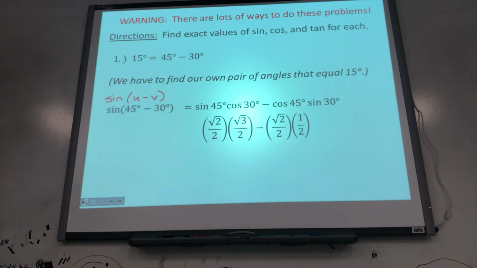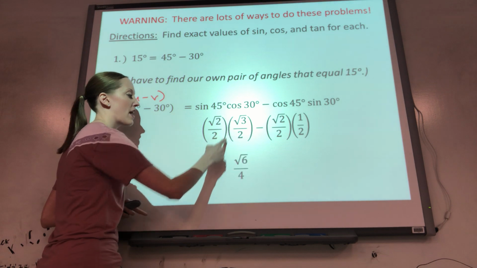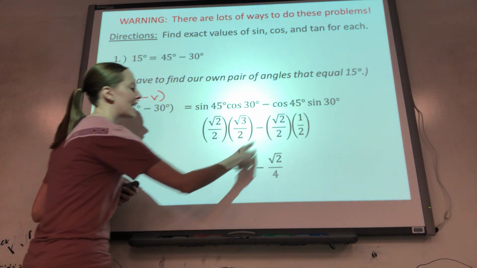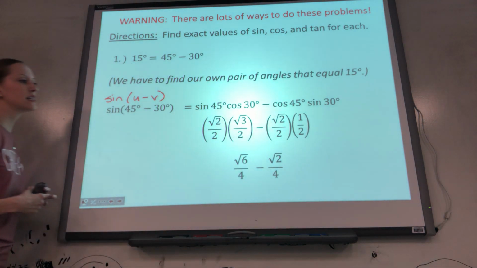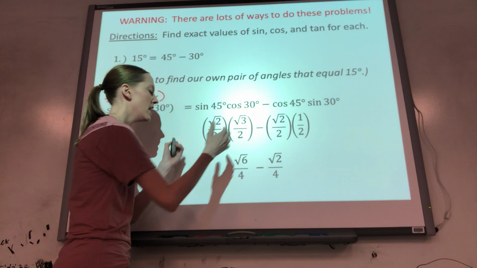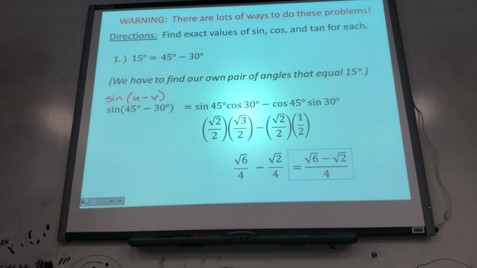Now we just have to multiply and simplify. Square root of 2 times square root of 3, that would be square root of 6 over 4, minus, that turns into square root of 2 over 4. So, putting that all together, anytime you have the common denominators, then just put it as a single fraction. That would be it for sine.